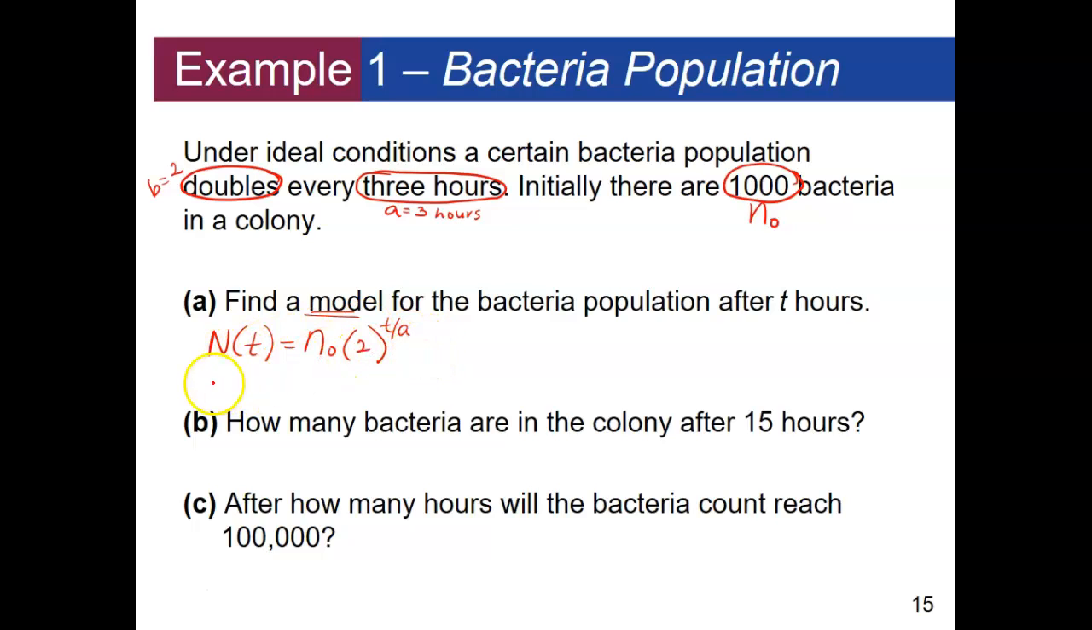So to fill in the model, we're going to leave the N of t where it's at. We're going to replace the starting value with 1,000. It's doubling, so we're going to use a base of 2. T is our variable, and A is our doubling time, so that's going to be our 3. So this is our model that represents the bacteria population after t hours. So part B: how many bacteria are in the colony after 15 hours? We're just going to plug 15 in.